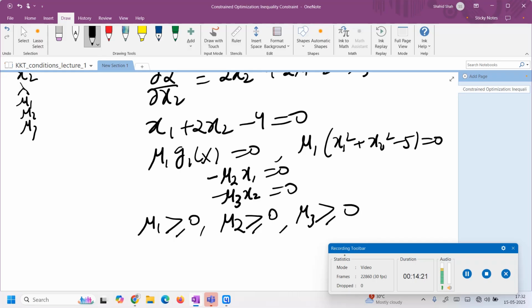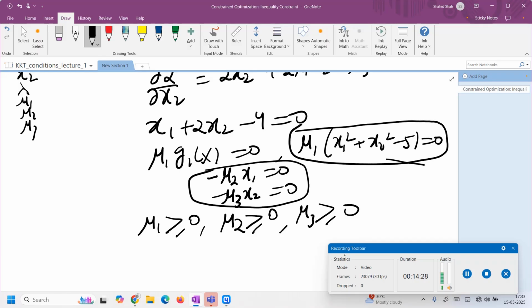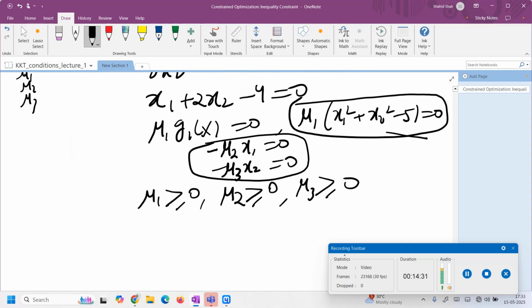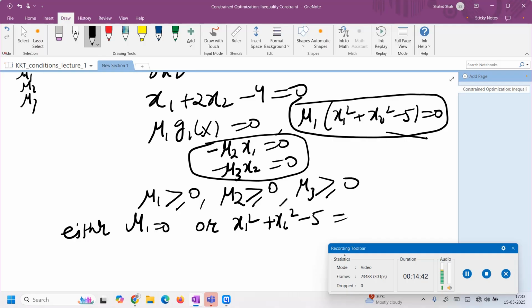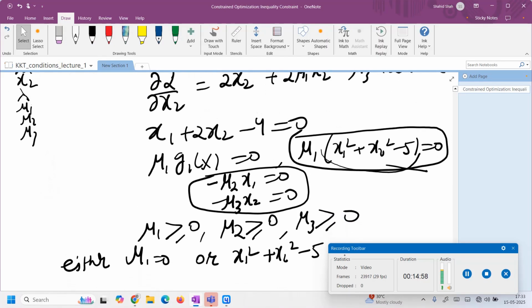Now look at this, how to solve it. First look at this equation and these two equations. So the first equation suggests us that either mu1 is 0 or x1 square plus x2 square minus 5 equals 0. Fine. So now you see one by one. If you put mu1 equal to 0, then it means that this cannot be equal to 0. Fine. And you can use this condition.